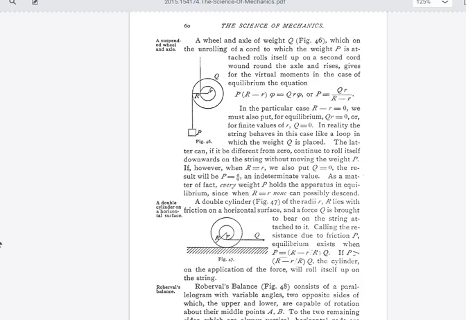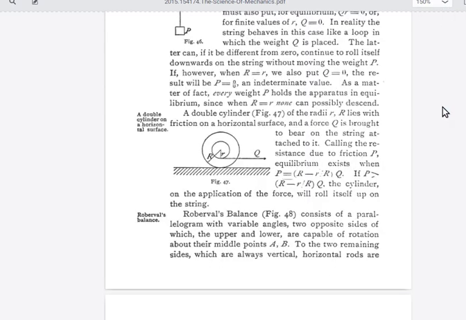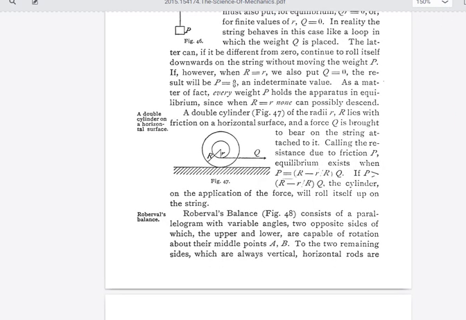A double cylinder, figure 47, of the radii R and r lies with friction on a horizontal surface, and a force Q is brought to bear on the string attached to it. Calling the resistance due to friction P, equilibrium exists when P equals the fraction R minus r over R times Q. If P is greater than R minus r over R times Q, the cylinder will roll itself up on the string and be fastened.